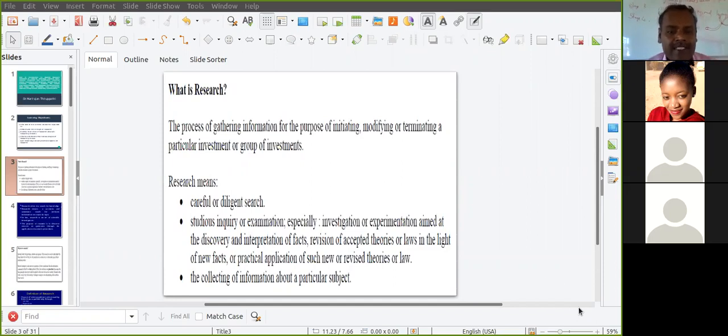In other simple words, research means careful or diligent search, careful searching of facts. Or you can say studious inquiry or examination. That is also called research. Or investigation or experimentation aimed at discovering and interpreting the facts, or revision of accepted theories or laws in light of new facts, or practical application of such new or revised theories or laws.